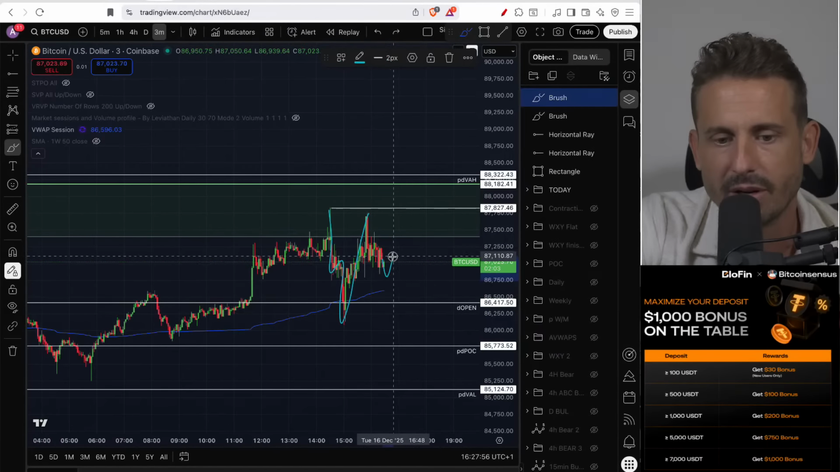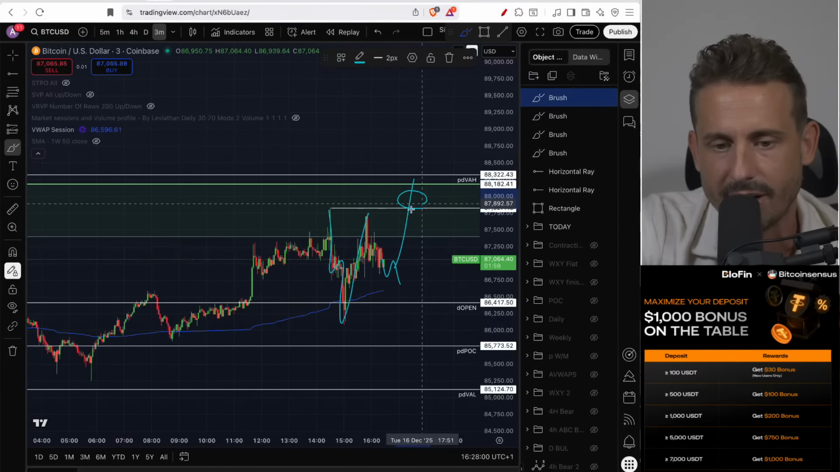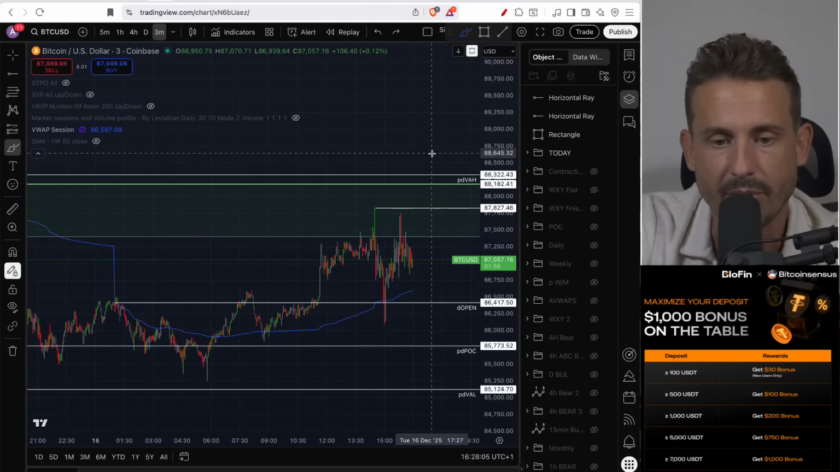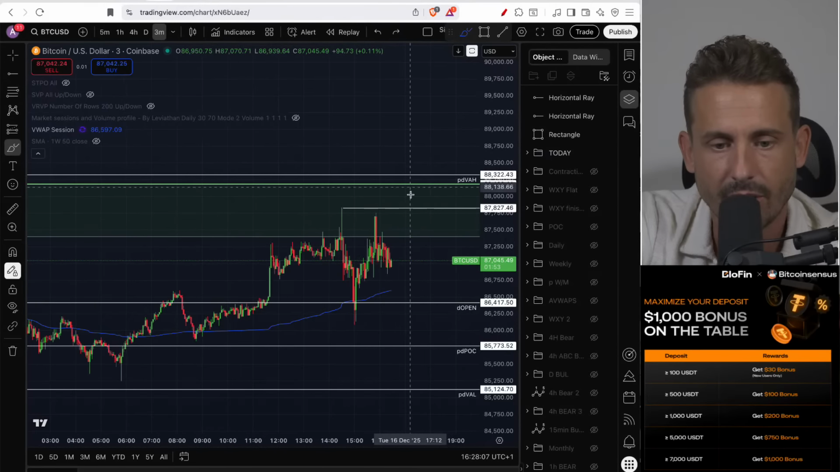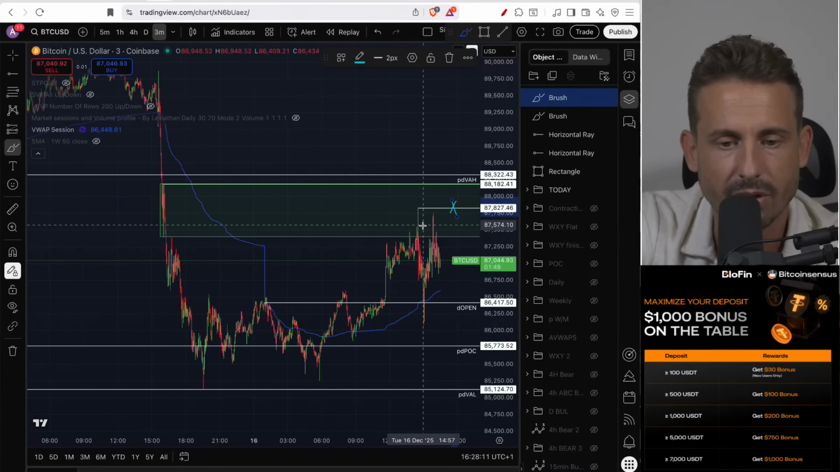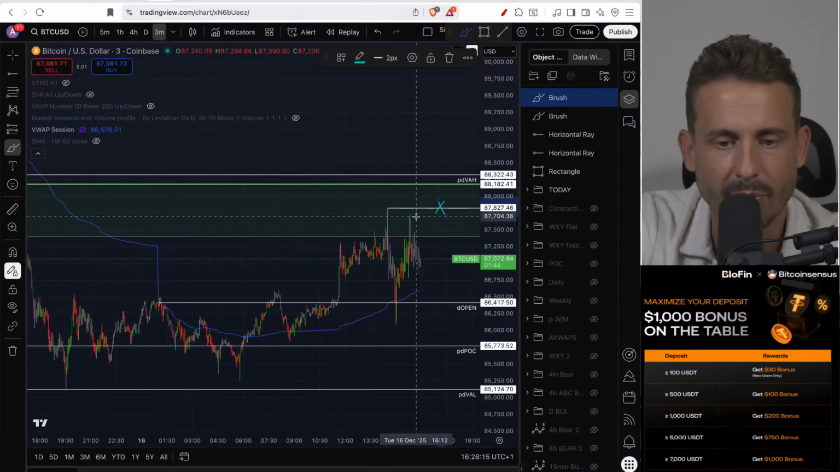You would be looking for the range to continue and potentially take out this high, and obviously the high could be broken on OSFP, which is what we need to see here. But for the moment, I do see a good chance for those local highs to be hit at 87.8k.